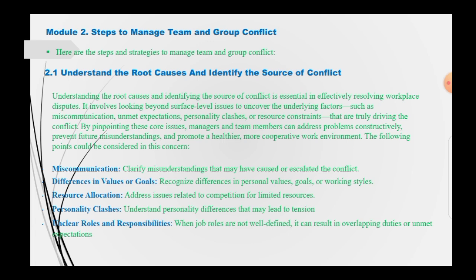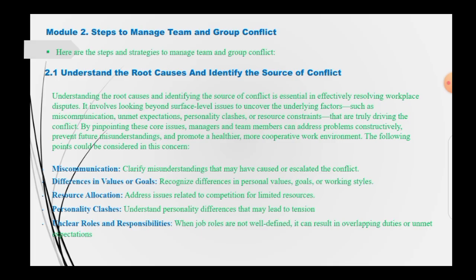By pinpointing these core issues, managers and team members can address problems constructively, prevent future misunderstandings, and promote a healthier, more cooperative work environment. The following points could be considered in this concern.